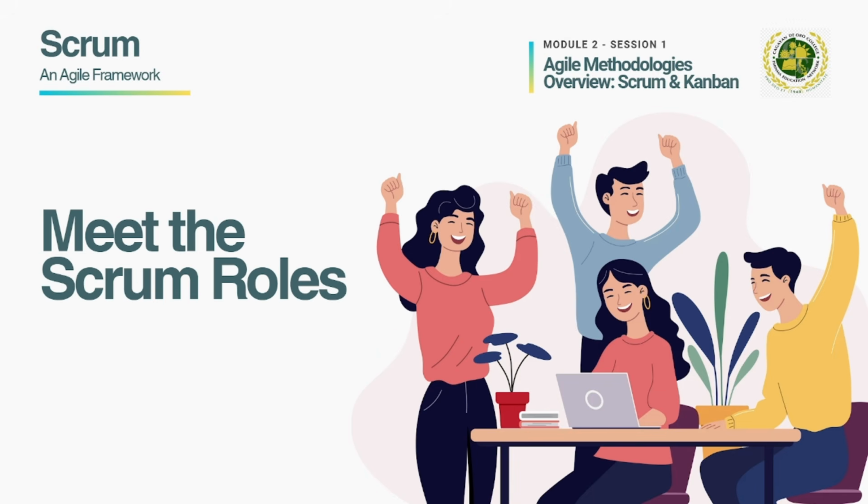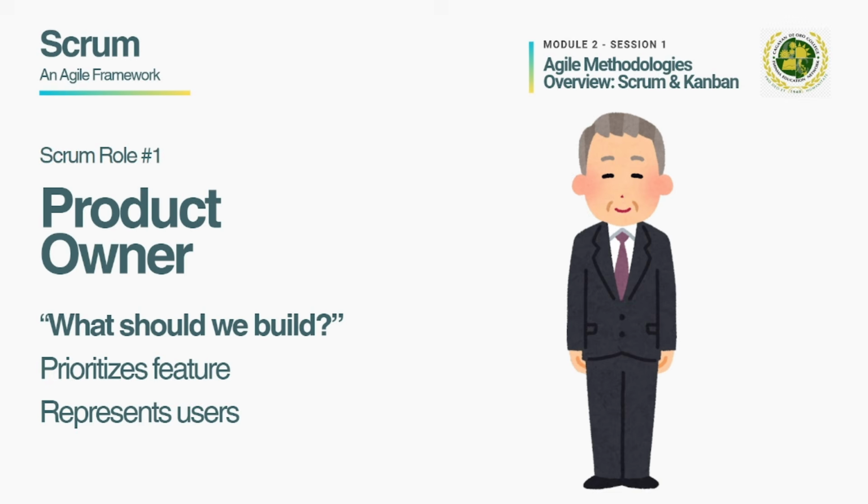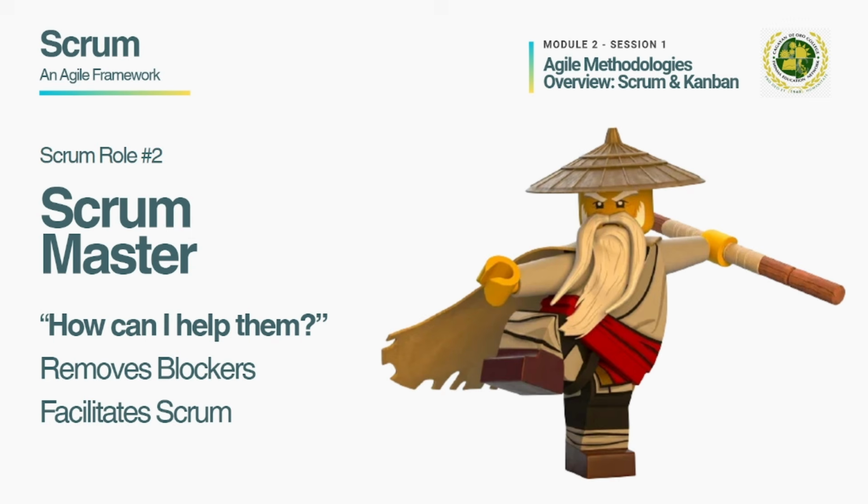I want you to meet the Scrum roles. Now for the product owner, which is Scrum role number 1, it asks more of the question of what should we build? It prioritizes the features and represents the user. They usually are in control of the features that they want to suggest for the development team and the other roles. Scrum role number 2 talks more about the Scrum Master, which asks the question, how can I help them?